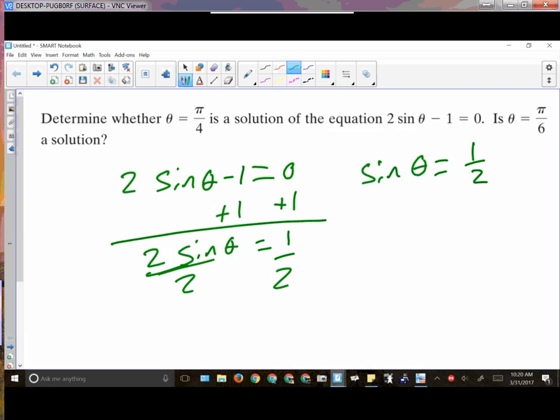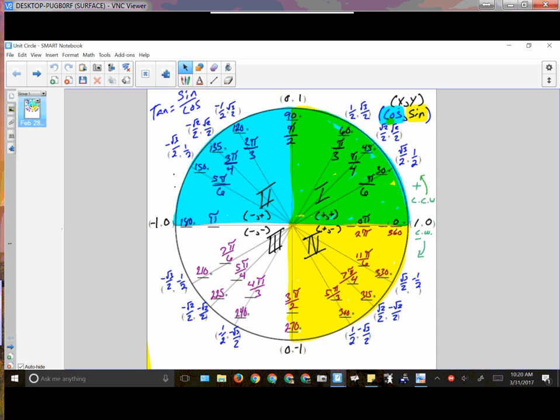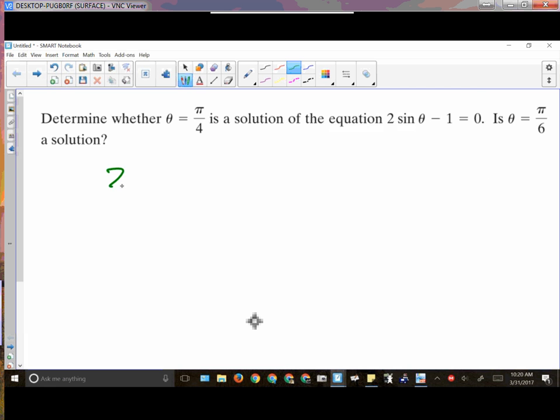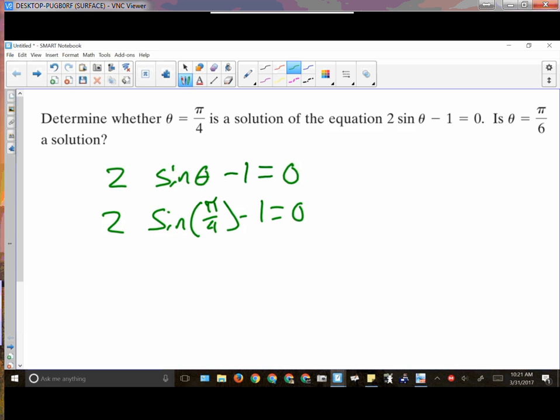So by looking at the unit circle, where is sine of theta equal to 1/2? Pi over 6. So is it a solution? The answer is, well, it doesn't appear to be. What happens if we did it this way? Try a different tactic. What happens if I took 2 sine of theta minus 1 is equal to 0? So I take 2 and I'm looking at my sine of pi over 4 minus 1 is equal to 0. Well, what's the sine of pi over 4?